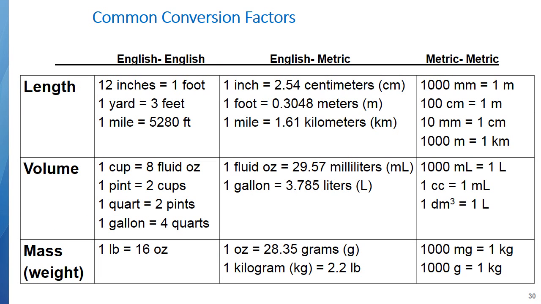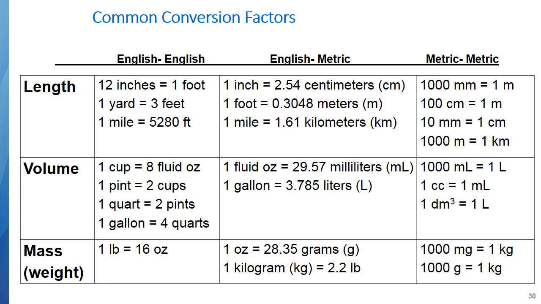So here are some of the common conversion factors that you may need to use in the class, or that you've already probably used if you're looking at the English to English conversions. And just for your information, I have this as a handout that you can find in the folder under Unit 2 on Blackboard. I also have the metric ladder and the metric table that you can also print out if you want to.